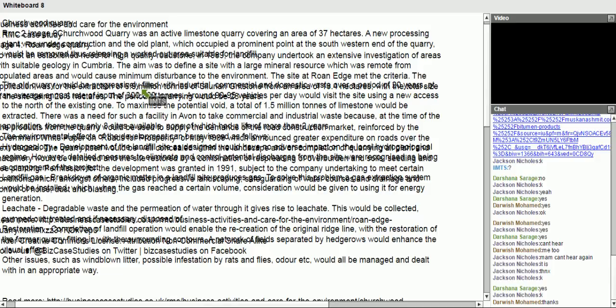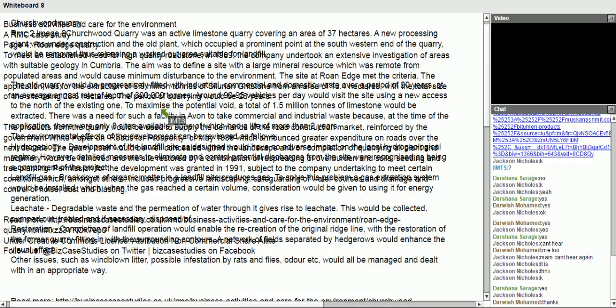So the old quarry would progressively be filled with industrial, commercial and domestic waste over a period of 20 years at an average rate of input of 300,000 tons. Around 90 to 95 vehicles per day would visit the site using a new access to the north of the existing one. To maximize the potential void, a total of 1.5 million tons of limestone would be extracted. There was a need for such a facility in Avon to take commercial and industrial waste because at the time of application there were only 8 sites available, none of which had a life of more than 2 years.